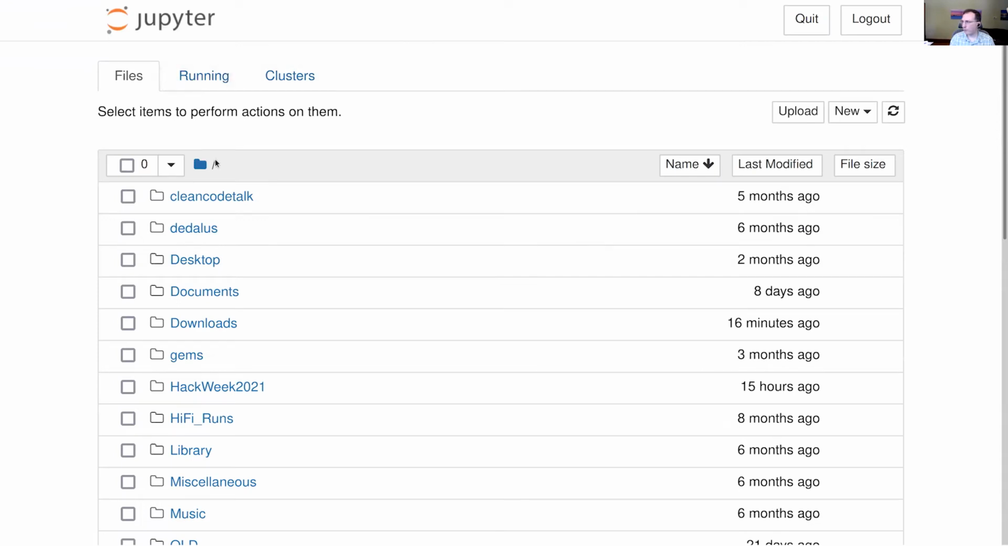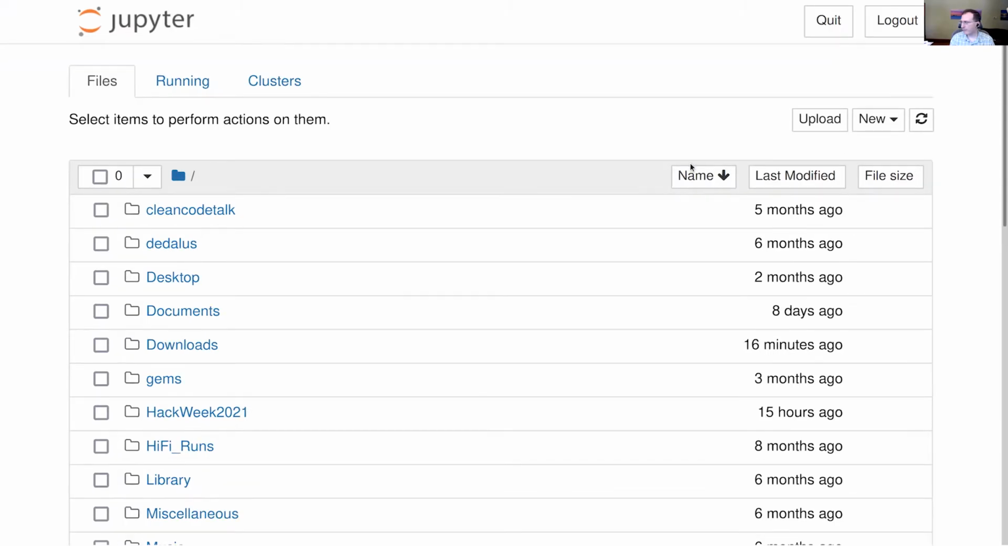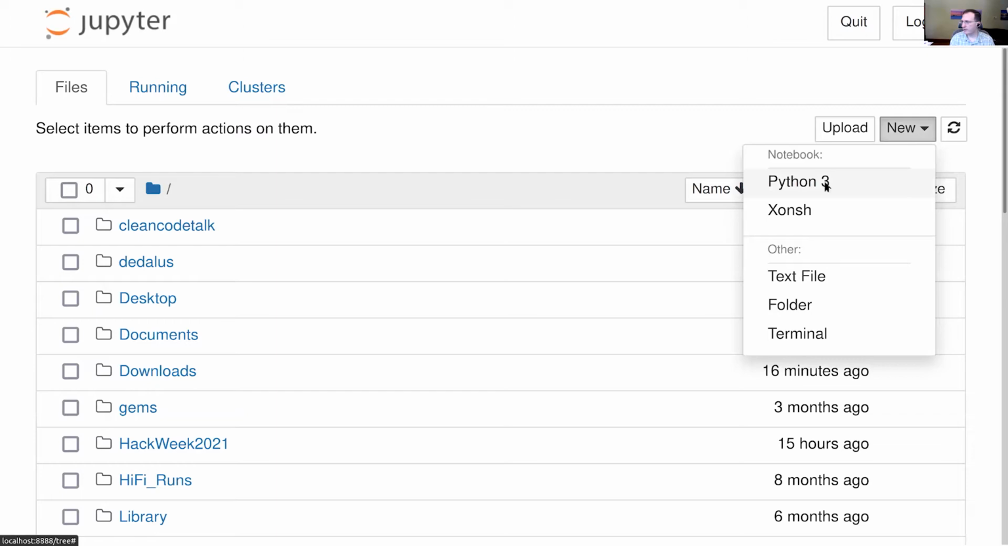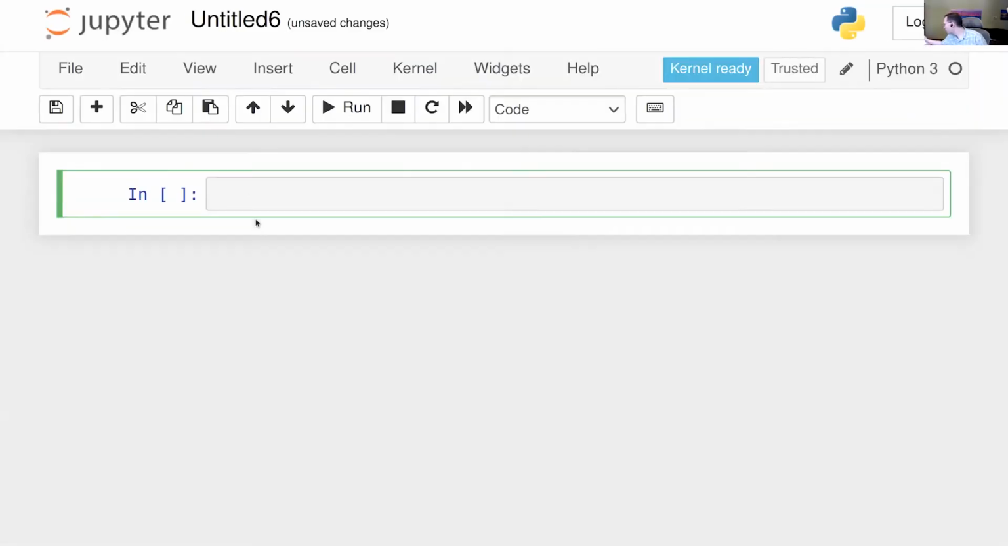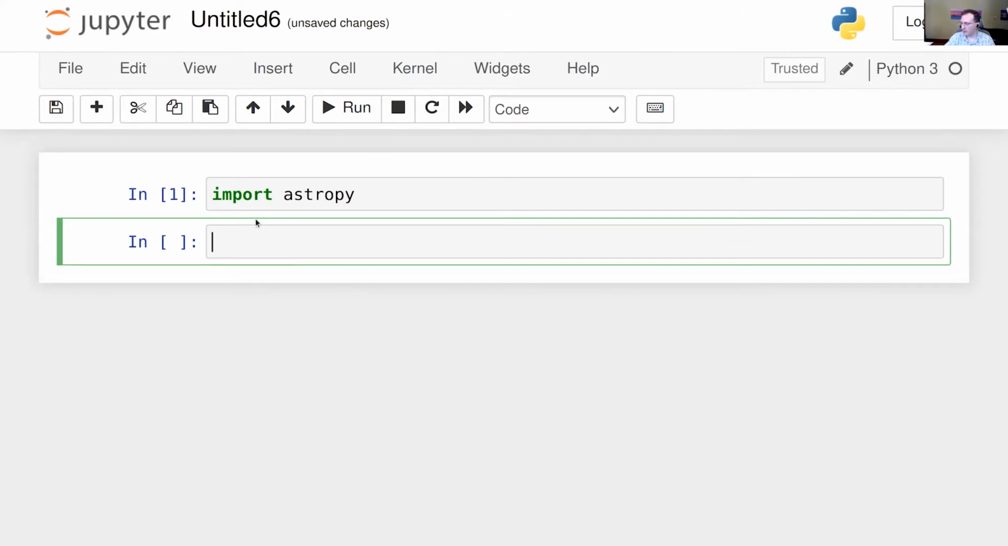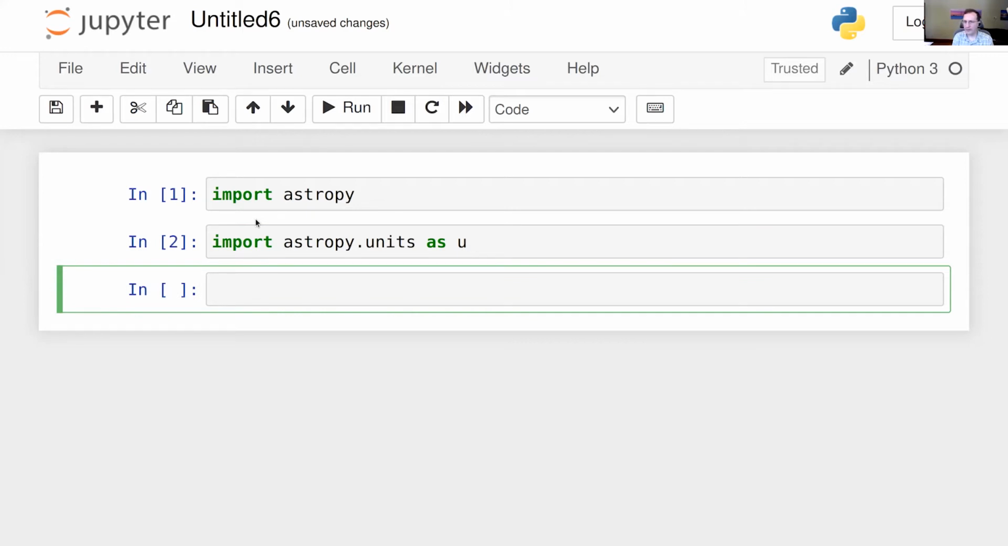Once you open a Jupyter Notebook, increase the font size a bit, you can go to New and select Python 3. So we're going to start off by importing Astropy. And we press Shift-Enter to execute the cell. And more particularly, we want to import astropy.units. The standard abbreviation for that is u. And the reason why I'm covering this first is because astropy.units is used very heavily throughout PlasmaPy.